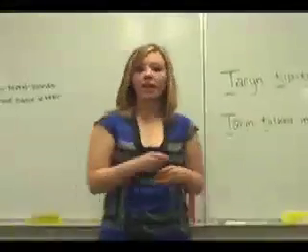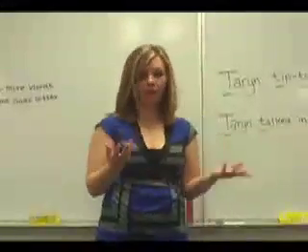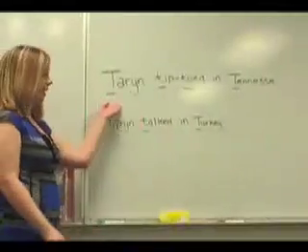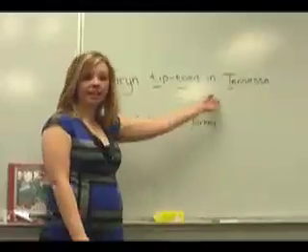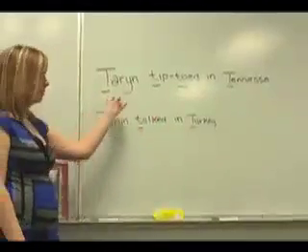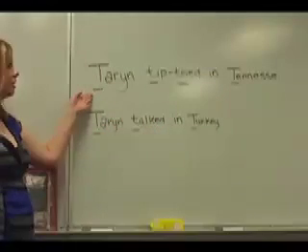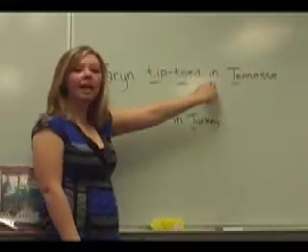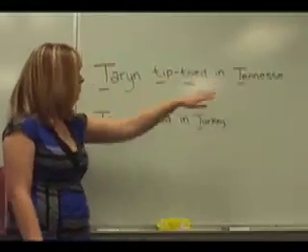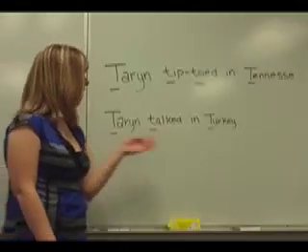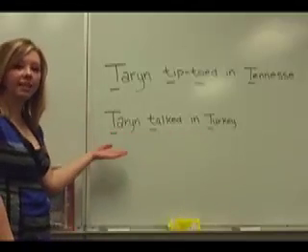So just like this book, we can make our own alliteration sentences using our names. So if I was to do my name, for example, I might say Taryn tiptoed in Tennessee. You can see I use T, T, T, and T, focusing on the sound. And then again, I have the extra word in here, but that is okay. Or I could also say Taryn talked in Turkey. Again, we're using the T sound.